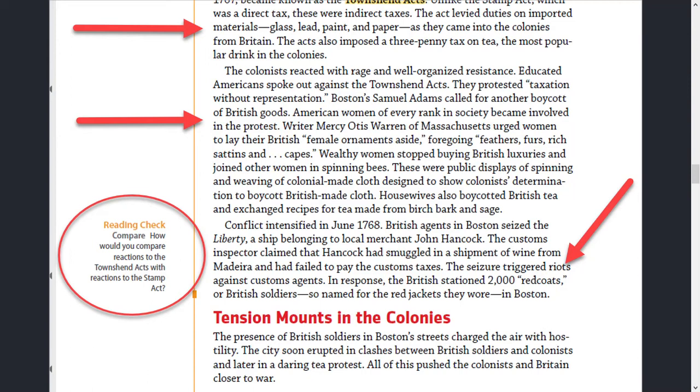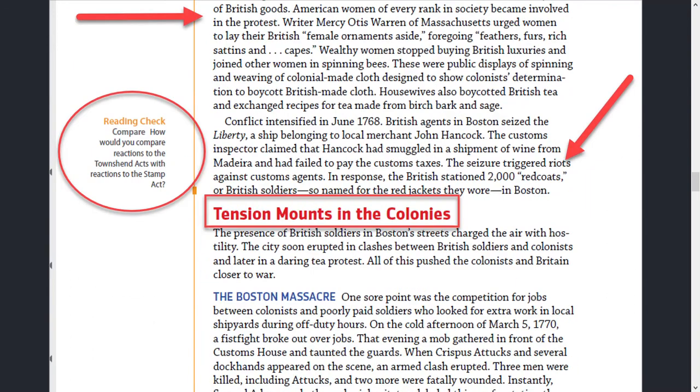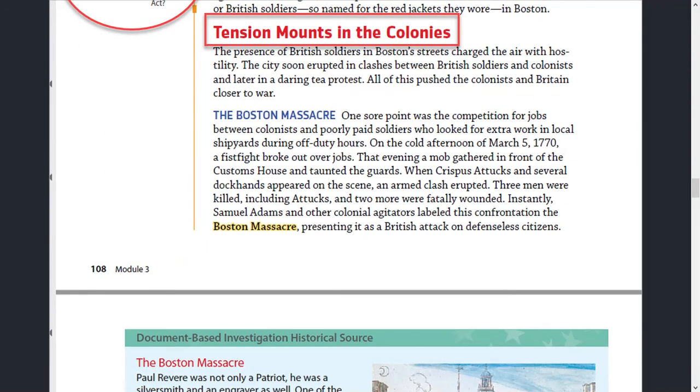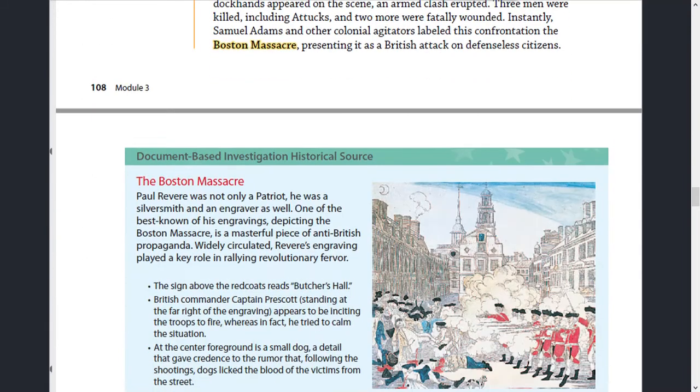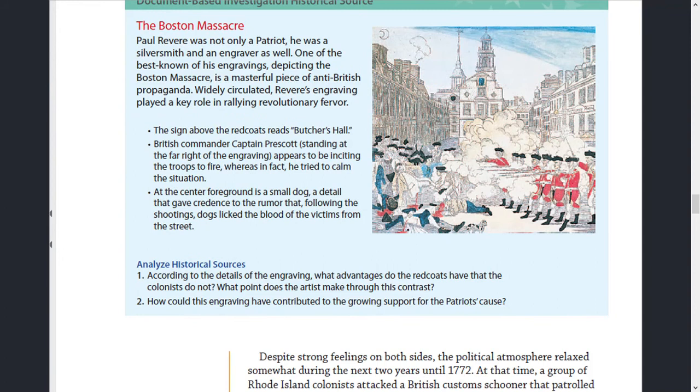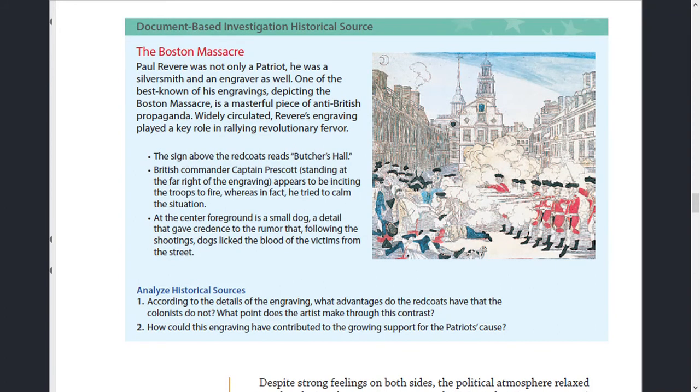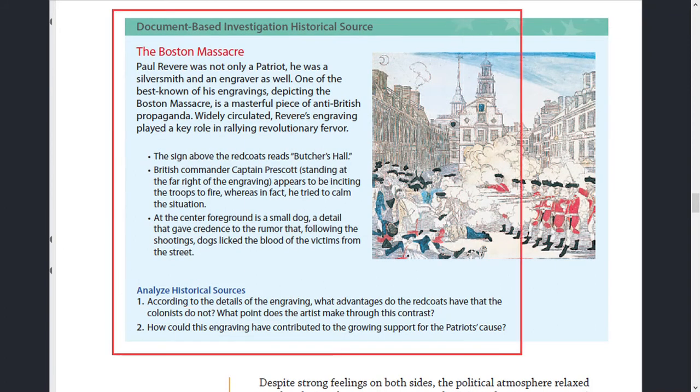Another section here is entitled Tensions Mount in the Colonies. So you're going to want to find out why tensions are mounting and how tensions are mounting. And obviously, an example of tensions mounting in the colonies was the Boston Massacre. And here again is our friend Crispus Attucks mentioned here. This is going to be a very big event, which is detailed more here in this section.